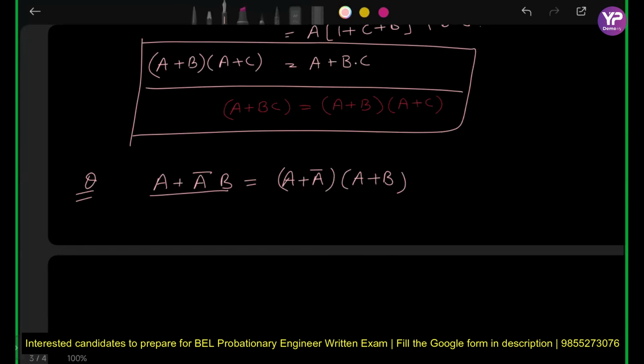I just apply the previous property which we discussed, that A plus BC is equal to A plus B, A plus C. So it will be A plus A bar into B. That will be A plus A bar, A plus B. And A plus A bar is going to be 1. So 1 and A plus B, that is going to be A plus B. Everyone understood this thing or not? Tell me. Yes, sir. Good.